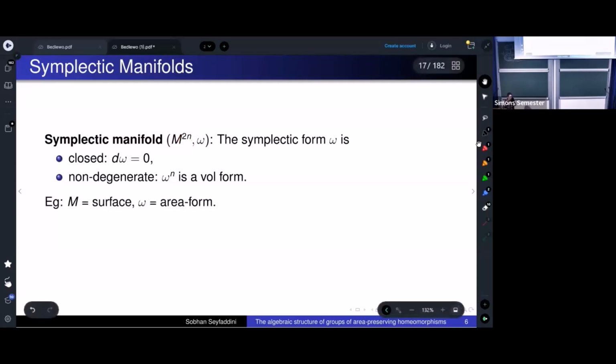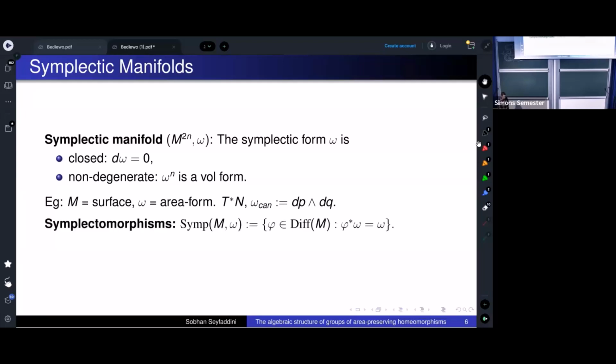Here are examples. This is the example that's most relevant to us in these talks: take a surface and equip it with an area form, the standard area. That's a symplectic manifold. You could take products of surfaces, and then you get a very rich class of symplectic manifolds. And here's a historically important one: you take the cotangent bundle of any manifold. It has a canonical symplectic structure. These are the phase spaces in classical mechanics, and that's where the field of symplectic geometry originates from.